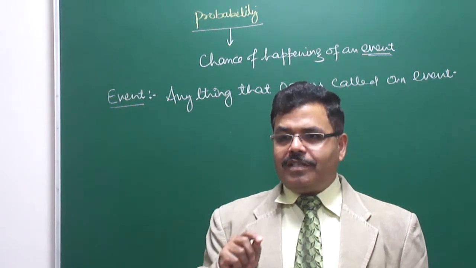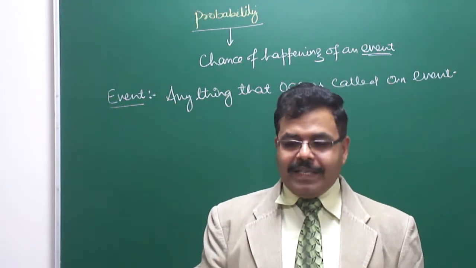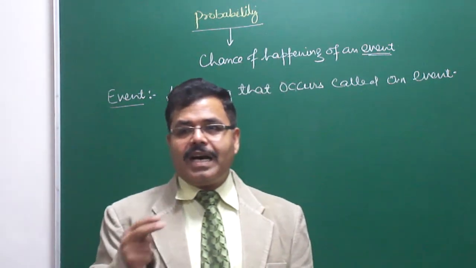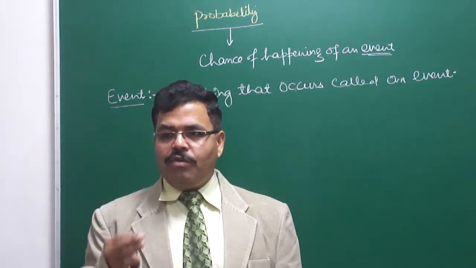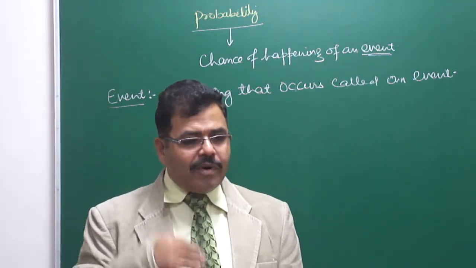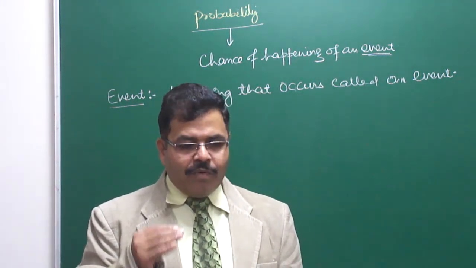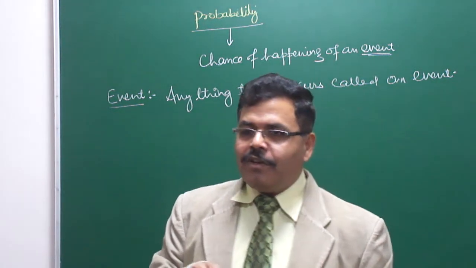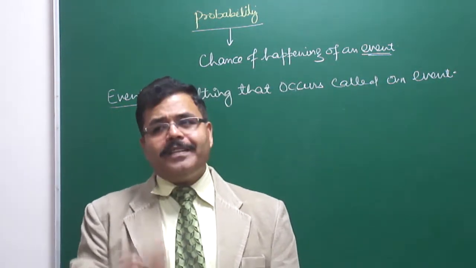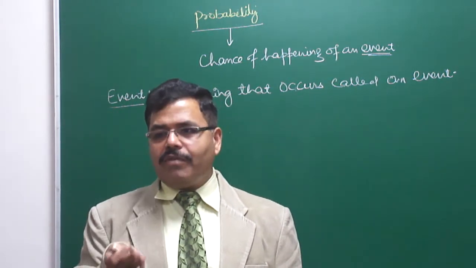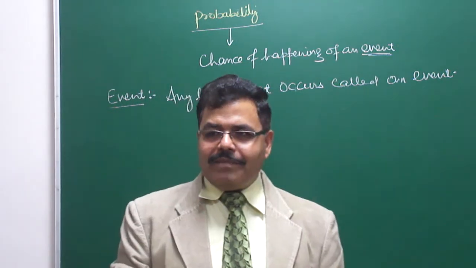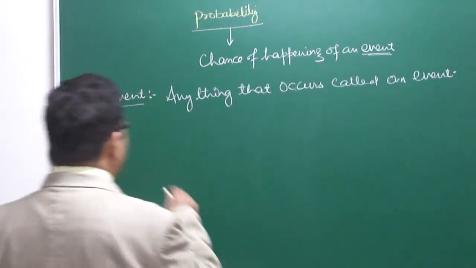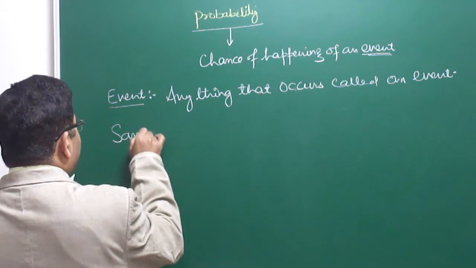When a coin is tossed, there are two possibilities. Either head will come or tail will come. So these possibilities are called outcomes. What will come out of the event, that is called outcomes. And the set of all outcomes is called the sample space. So one term is there, that is called sample space.